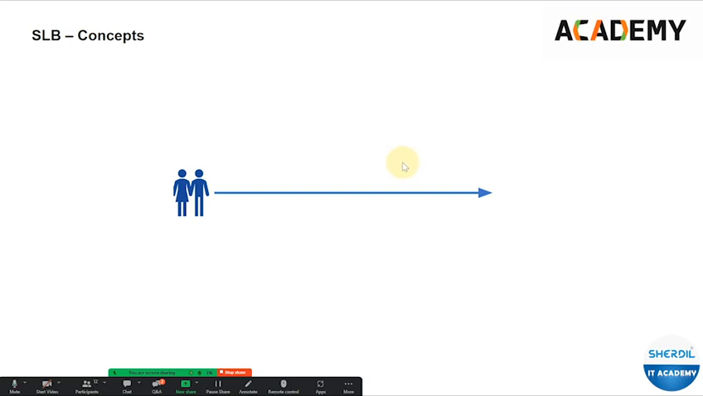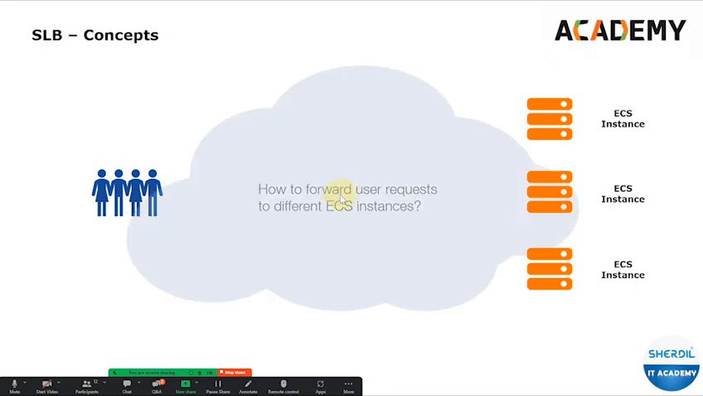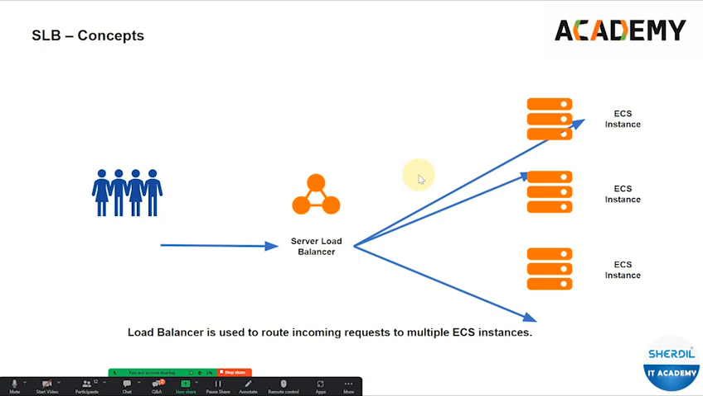Now SLB. Suppose you are trying to access the server, the ECS instance. The users increase, the load increases. If the load increases, definitely multiple servers will be provisioned. But the thing is, how will the number of users connect with multiple servers without a load balancer? This is how SLB works.